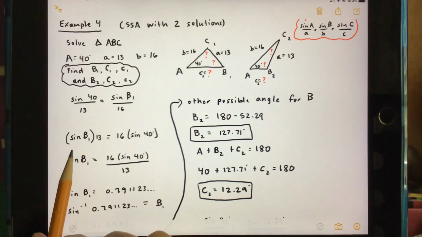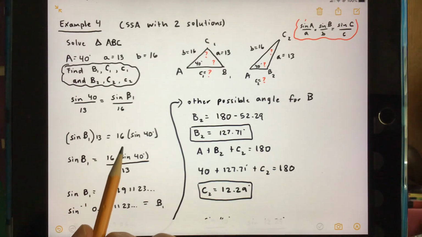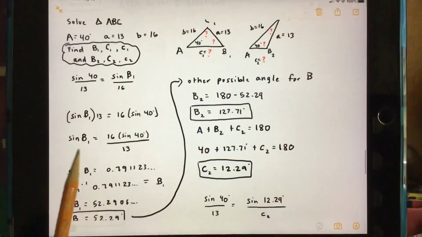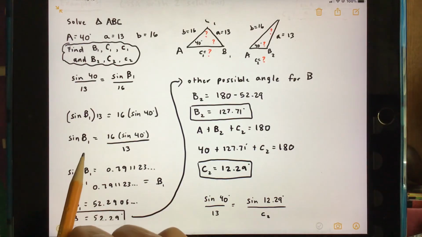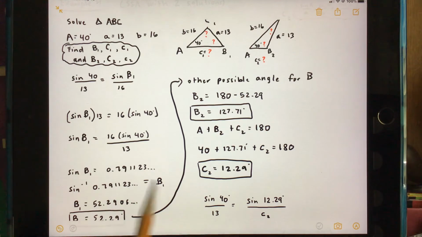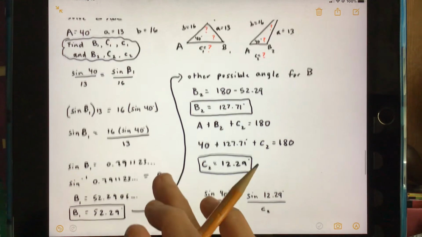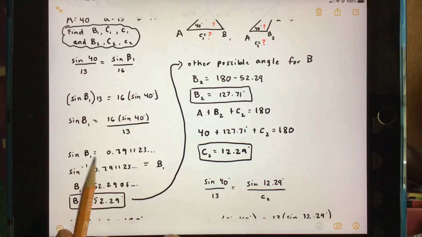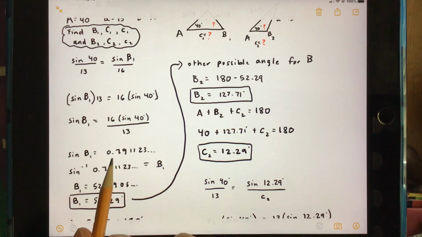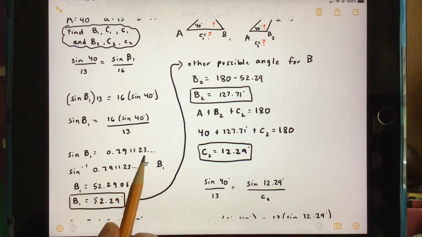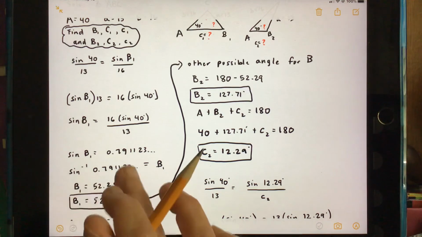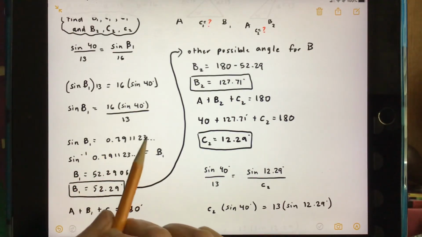So cross products: sine of B1 times 13 equals 16 times the sine of 40 degrees. Divide both sides by 13. Sine of B1 is equal to 16 times sine of 40 degrees over 13. Throw all that in your calculator, and you will get this on your display, 0.791123.